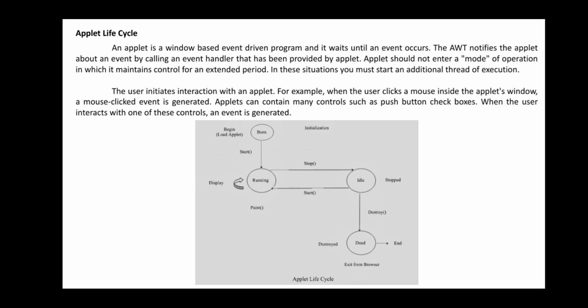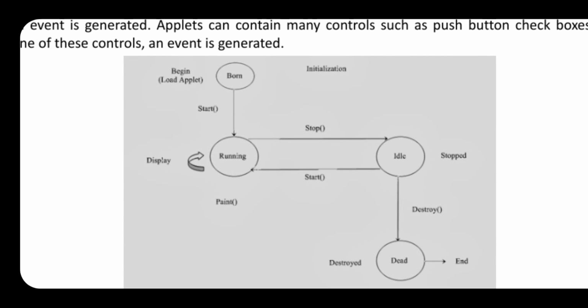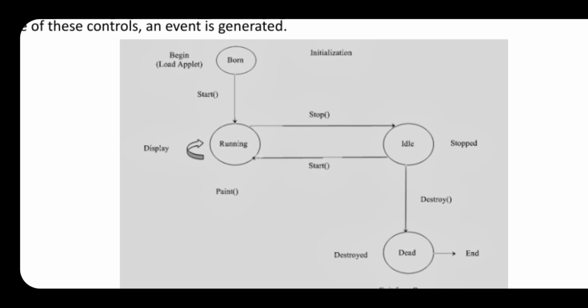Event-driven means you are going to interactively act with that particular window, and that is defined with the AWT notifying the applet about an event by calling an event handler that has been provided by the applet. An applet should not enter a mode of operation in which it maintains control for an extended period, that is running, runnable, idle state, we can say. In these situations you can start an additional thread of execution. So you can find here the life cycle of a thread, the life cycle of an applet.